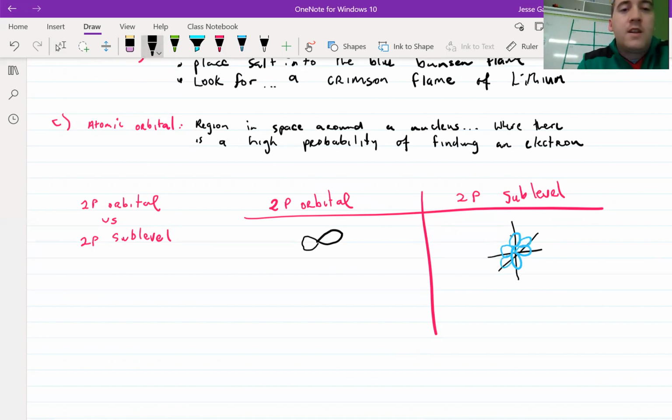Now, what are some differences between them? First thing is how many electrons can be held by each of these things? A 2p orbital versus a 2p sublevel. Pause the video, add them in now. Okay, so a 2p orbital holds 2 electrons. A 2p sublevel holds how many? It holds 6 electrons.